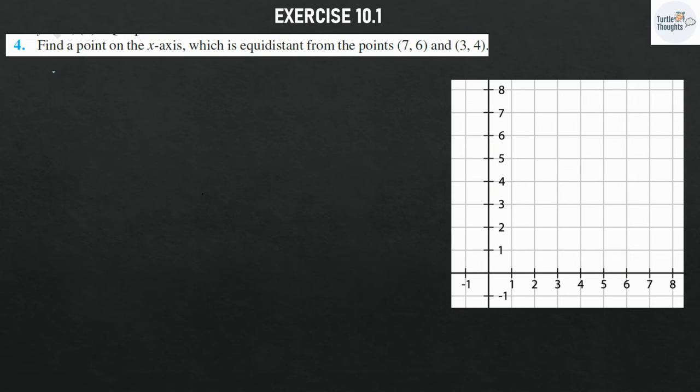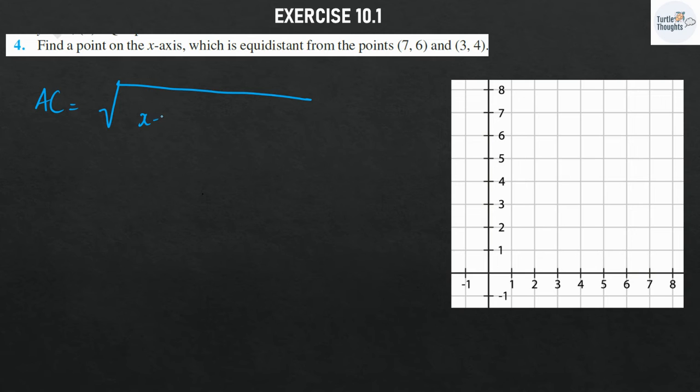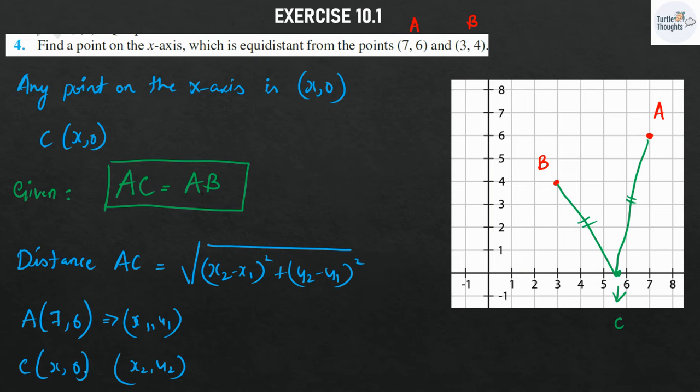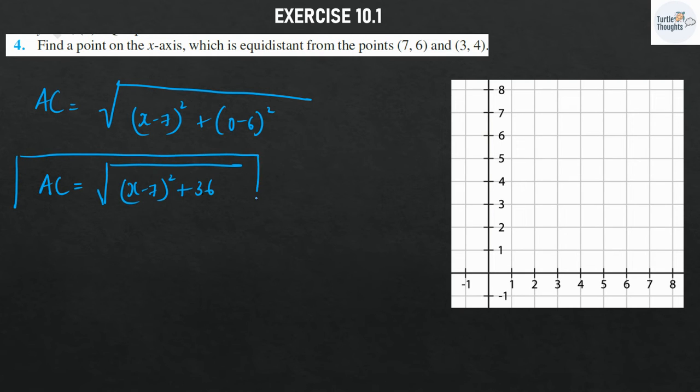If I substitute the same, I will be getting AC is going to be root of (x2 minus x1), so (x minus 7) whole square, plus (y2 minus y1), (0 minus 6) whole square. So I will be getting AC is under the root (x minus 7) whole square plus 36. So let me consider this as equation number 1.